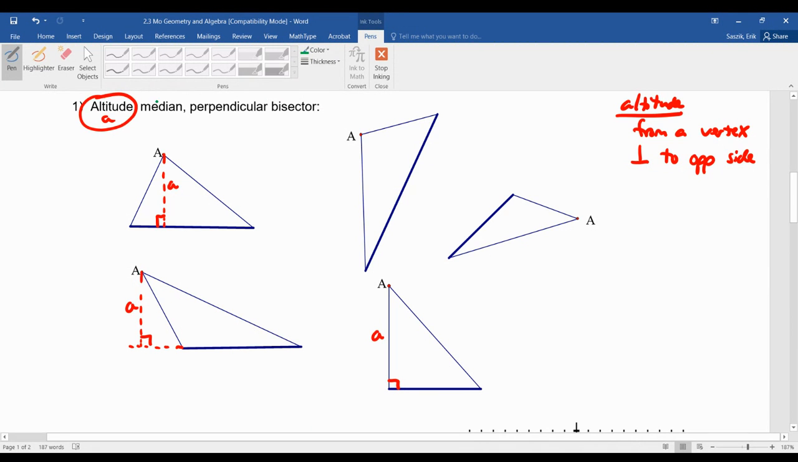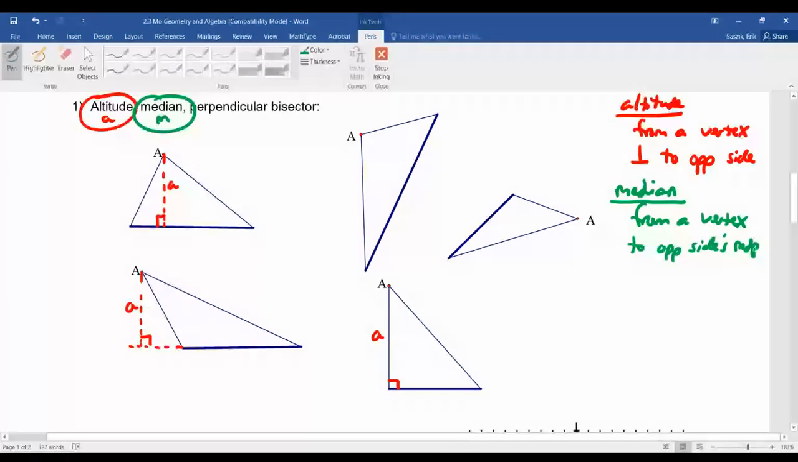So median is also from a vertex, and it is to the opposite side's midpoint. Okay? So in this first triangle that we were messing with before, if you were to draw a median from A, let's just wing it with the midpoint. Midpoint looks like it's going to be about there.